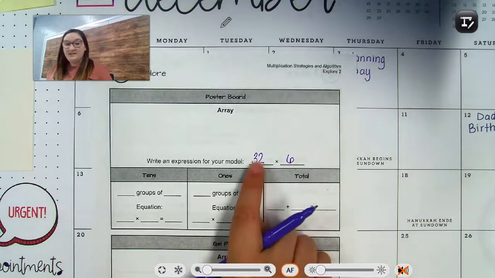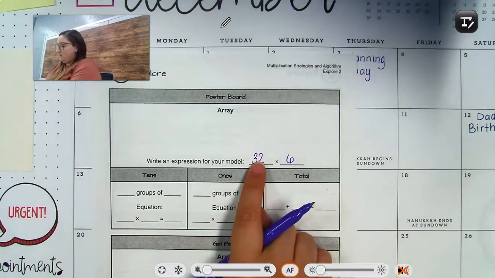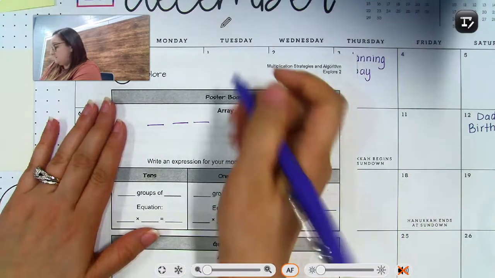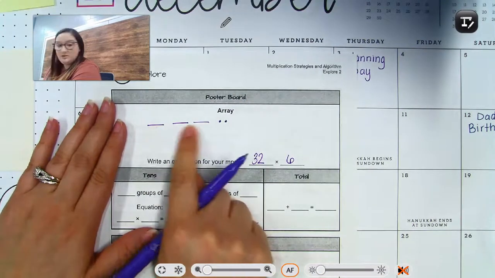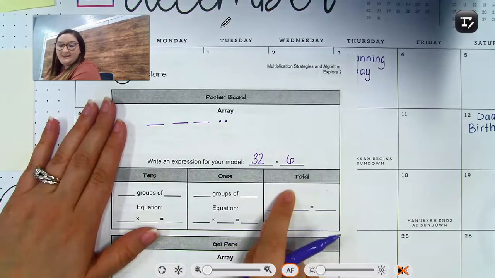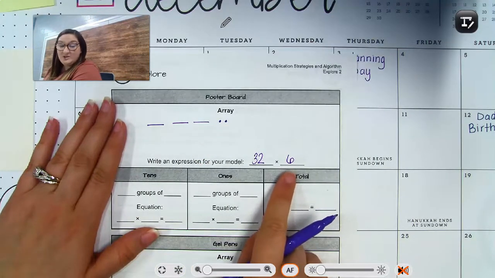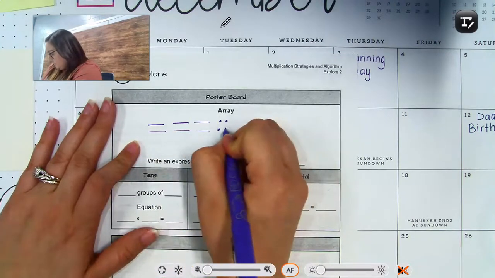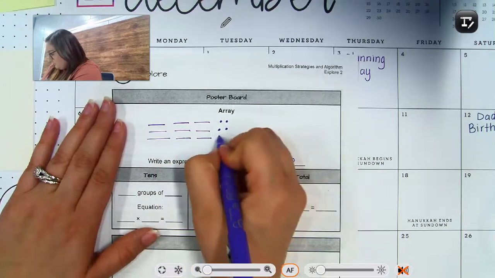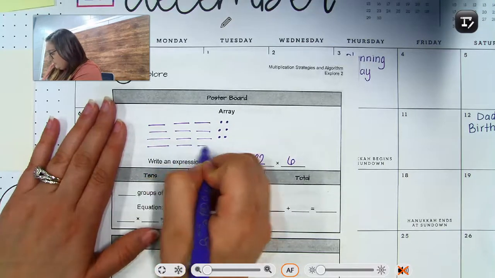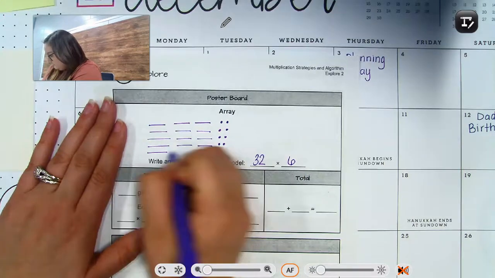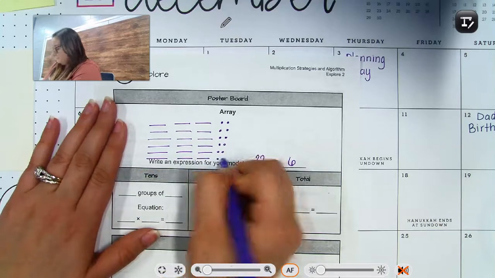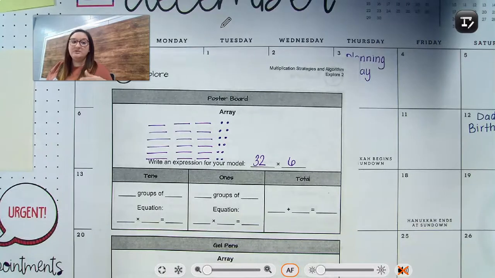Now, what I'm going to do is take 32 and show that in tens and ones. So I have 3 tens, 1, 2, 3, and 2 ones. Okay, so I have 10, 20, 30, 31, 32. Because we're going to make an array, I need 6 groups of these, or 6 rows. So I have 1, 2, 3, 4, 5, 6. Okay, so guys, these are just our groups.